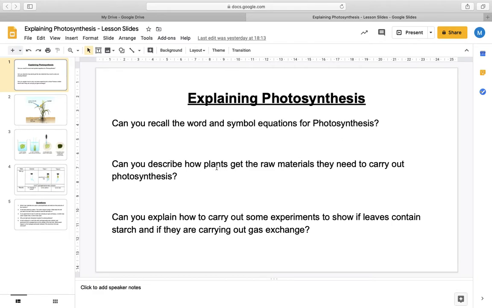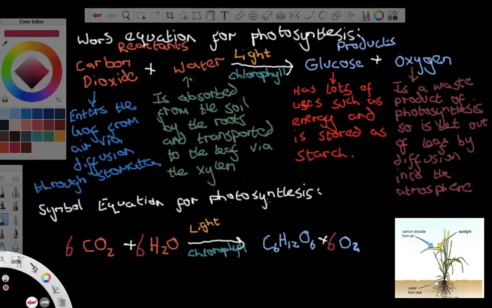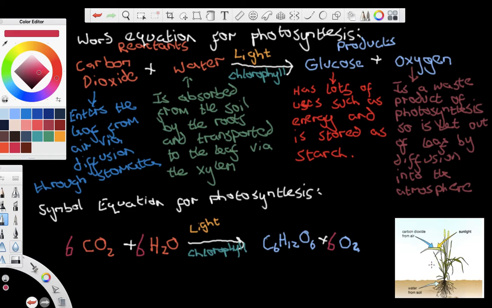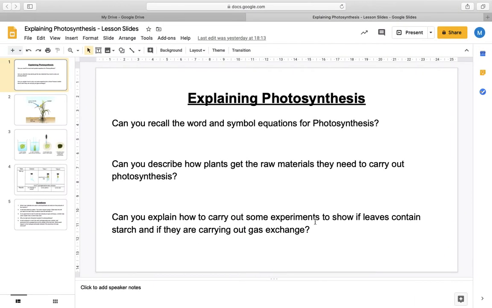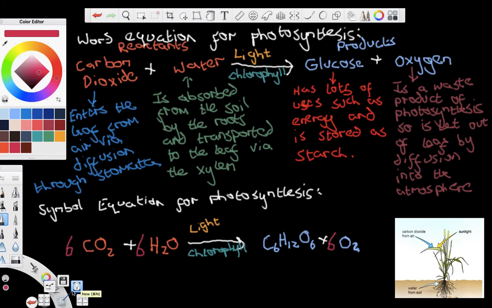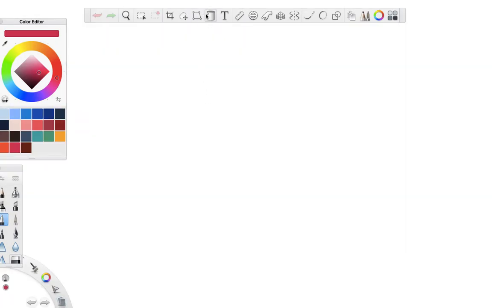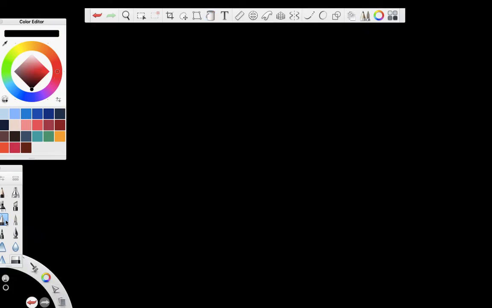You should be able to describe how plants get the raw materials they need to carry out photosynthesis. Carbon dioxide comes from the air and moves into the leaf by diffusion through the stomata, while water enters the roots via osmosis and is transported to the leaf through the xylem. Our final one is we need to look at these. How can we see if a leaf contains starch, and how can we see if gas exchange is taking place in a leaf? So these are our final two ideas that we're going to cover today.